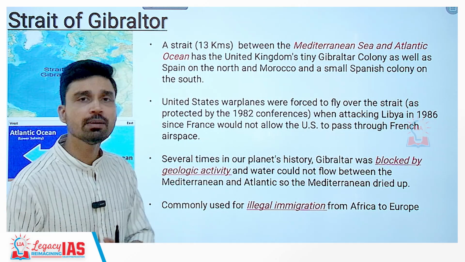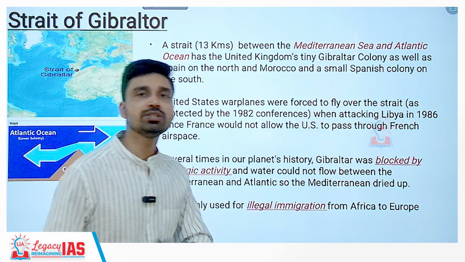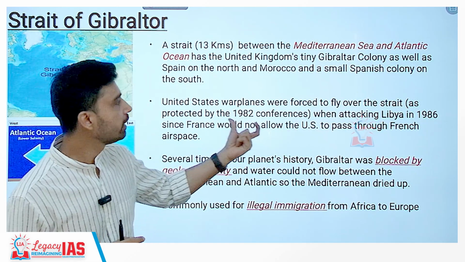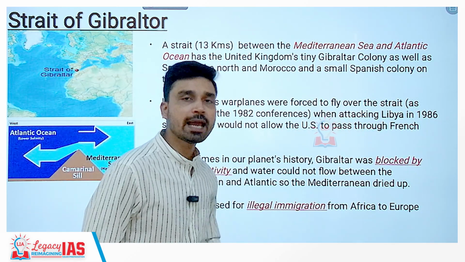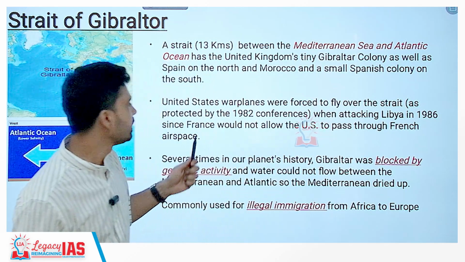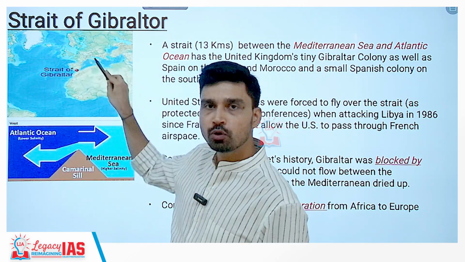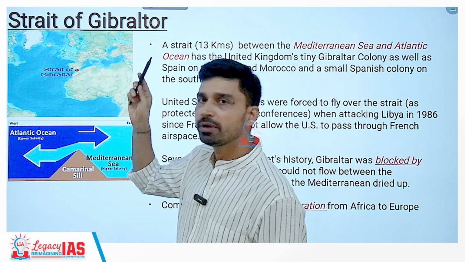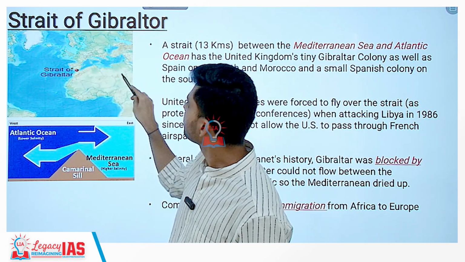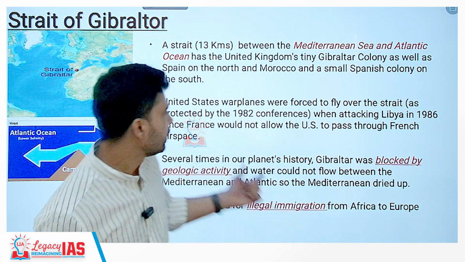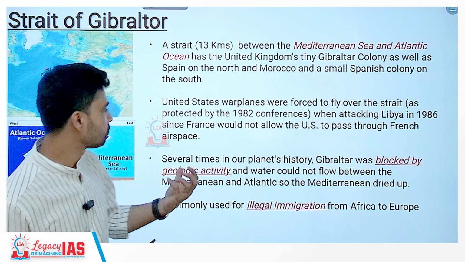An interesting thing about this strait is that US warplanes were forced to fly over the Strait of Gibraltar, as protected by the 1982 conference, when they were attacking Libya in 1986, because if you look here you have France. France did not allow US warplanes to move through its airspace to attack Libya. Libya is a country situated in this region around that area. So that is when the US warplanes had to fly over the Strait of Gibraltar.